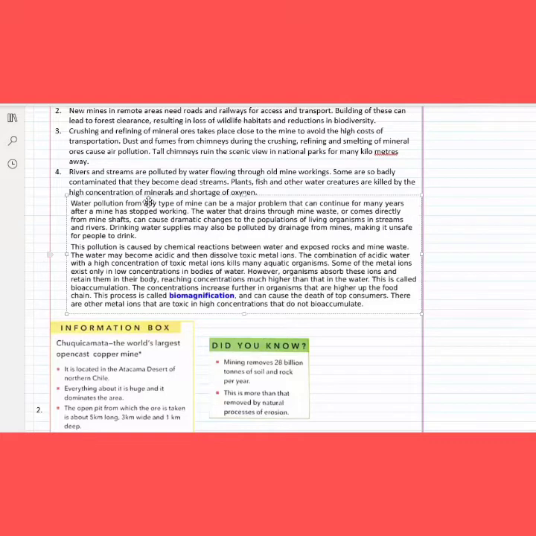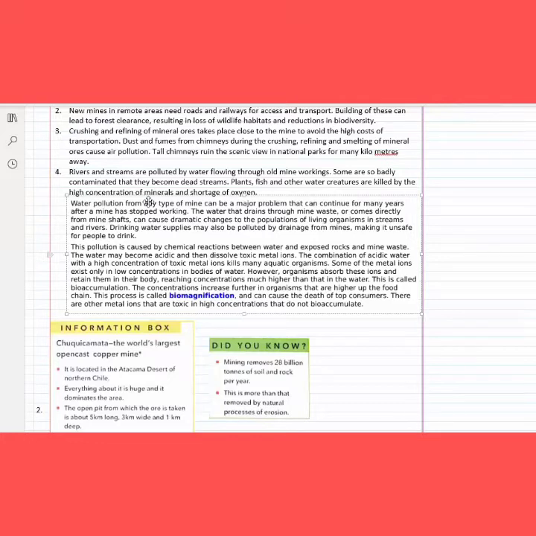Some of the metal ions exist only in low concentrations in bodies of water. However, organisms absorb these ions and retain them in their body, right? So, reaching concentrations much higher than that in the water. This is called bioaccumulation. The concentrations increase further in organisms that are higher up the food chain. This process is called biomagnification.